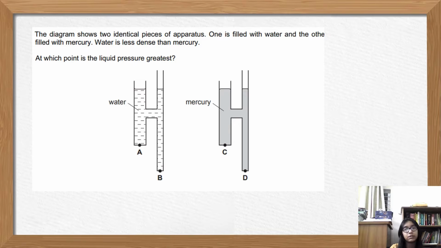We already know that water is less dense than mercury, which means the pressure created is lower than that of mercury, and this also automatically crosses out options A and B. Once more, if we recall the formula, P is equal to h rho g. Since the density is equal as both D and C have the same liquid, it only leaves us with the depth, and our correct answer is D, as it has a greater depth than option C.